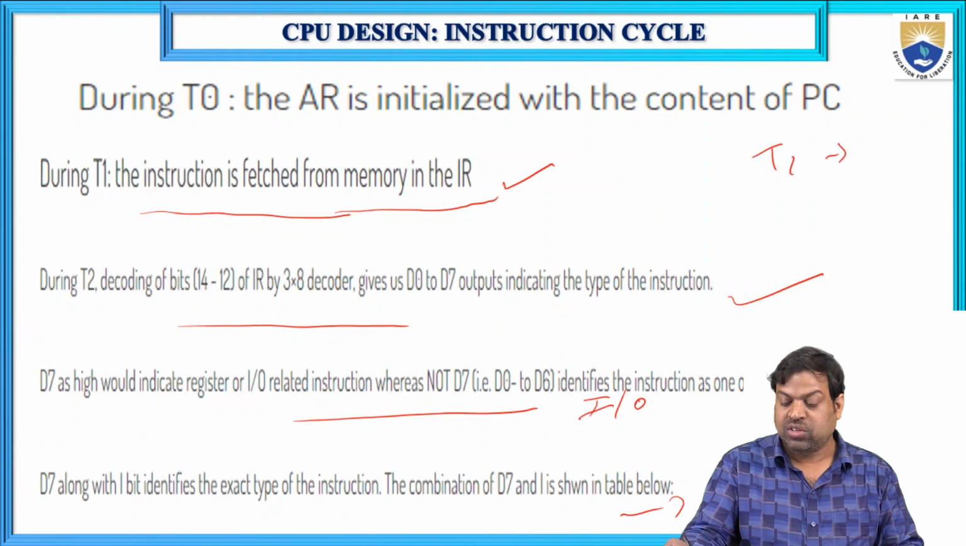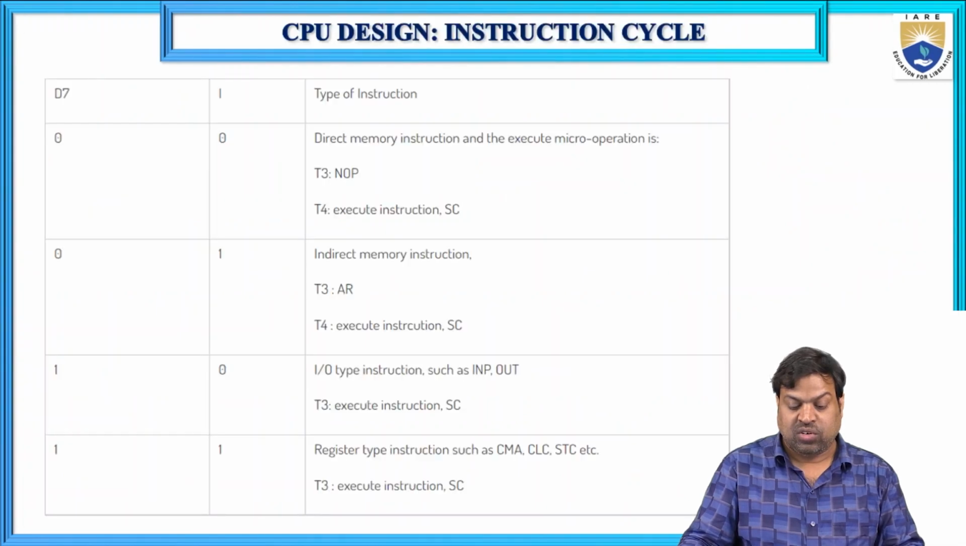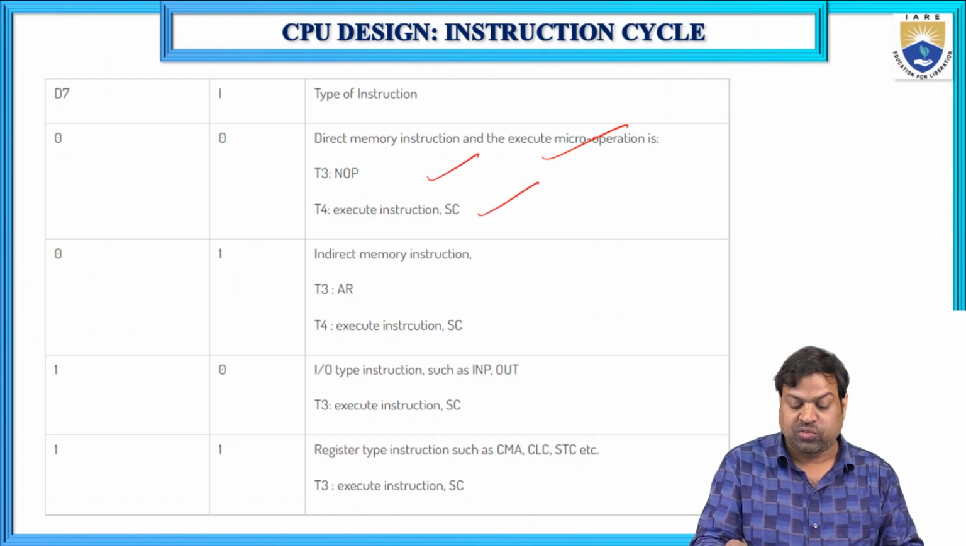First, T1 function is fetching, T2 decoding, T3 function executing, or T4 function also executing, like this. Okay, so it is about the function of each one. Direct memory instruction: T4 is the execution of the instruction, direct memory or indirect memory.